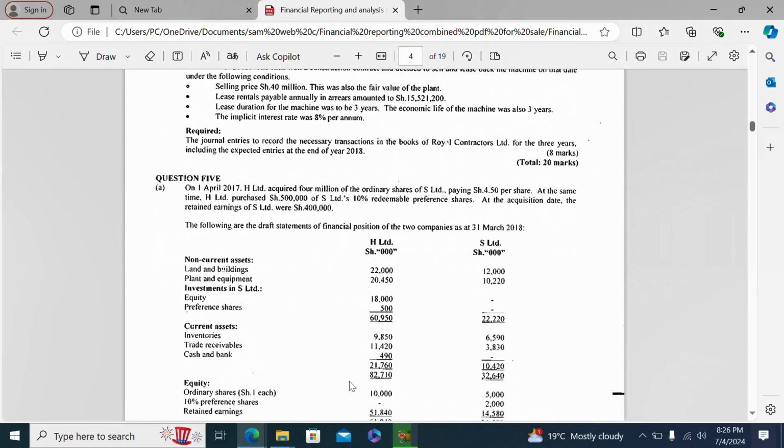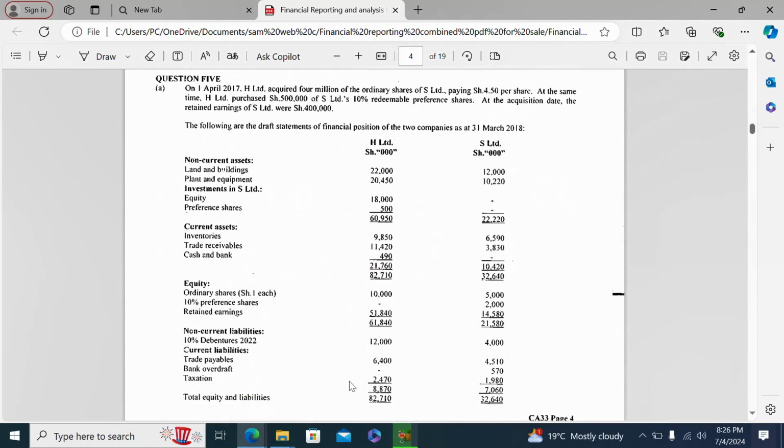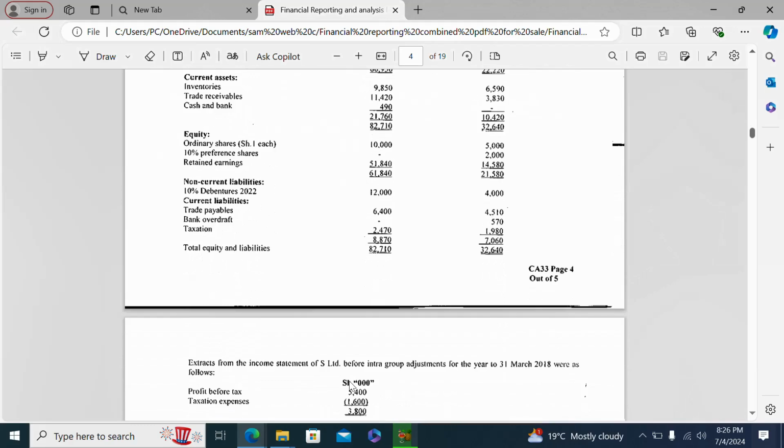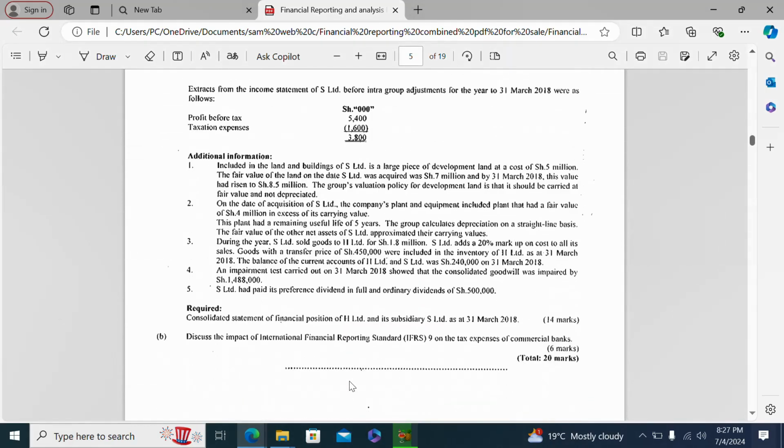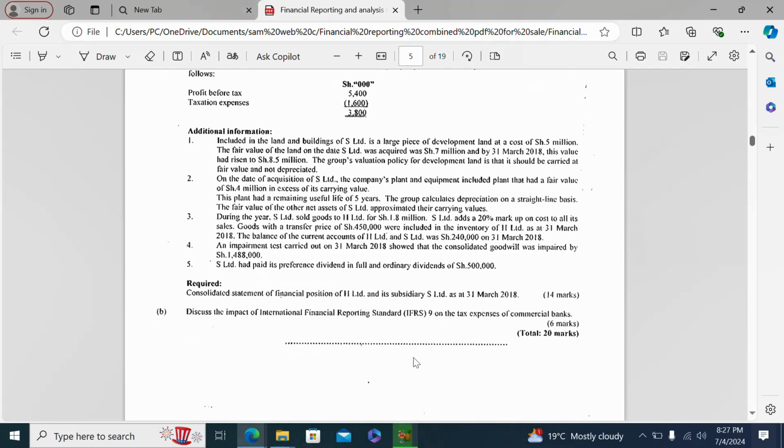This is a question on group accounting, or what we call consolidated financial statements. In this question, the examiner required a consolidated statement of financial position of H Limited and its subsidiary S Limited as at 31st March 2018, and in part B, discuss the impact of International Financial Reporting Standard IFRS 9 on the tax expense of commercial banks.